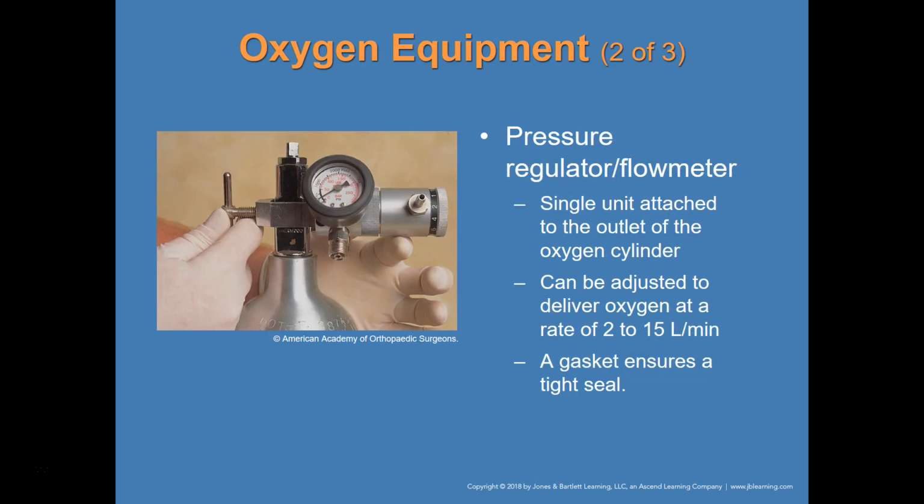Like I said, each one's stored at about 2,000 psi, but we can't use it like that. We can't use 2,000 psi right out of the bottle. So we need to put on a regulator or flow meter. It's a single unit attached to the outside of the oxygen cylinder. Once that goes on there, the pressure is regulated down to about 50 psi, and then we can further adjust it to deliver oxygen between about 2 to 15 liters per minute.